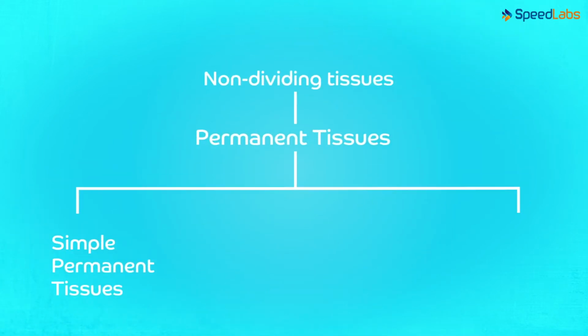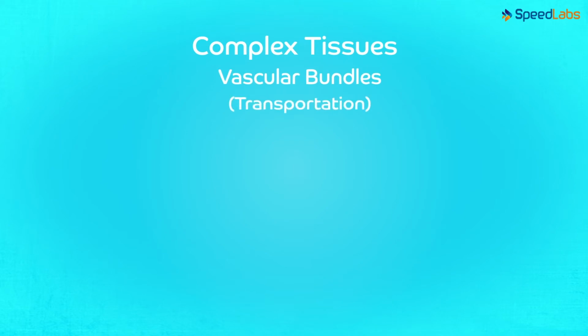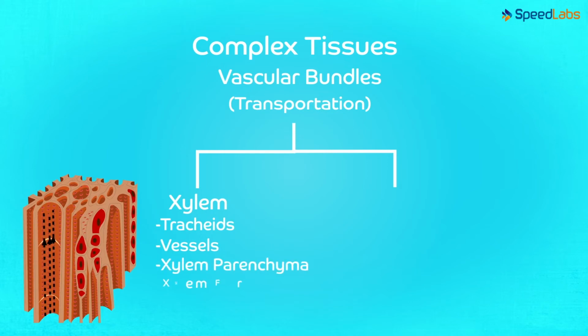After these simple tissues, we move on to the complex tissues. Here we have the vascular bundle system that takes up the responsibility of transportation. So for transporting water and minerals in only the upward direction, we have the xylem. Xylem is made up of four major components: tracheids, vessels, xylem parenchyma, and xylem fibers.